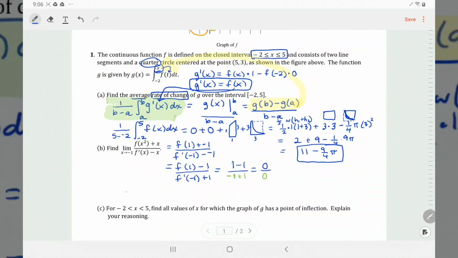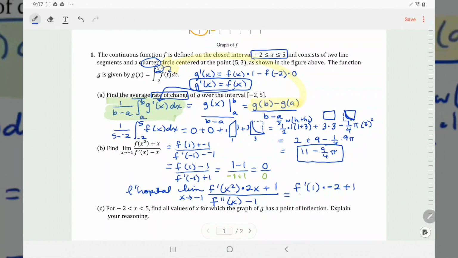So L'Hopital limit as x approaches -1. Derivative of this would be f prime of x squared times 2x plus the derivative of x, which is 1. And in the denominator, the derivative of f prime is f double prime, so f double prime of x minus 1. And then I'm going to substitute in again, so this is f prime of 1 times -2 plus 1 divided by f double prime of -1 minus 1. Definitely, I think I like a different piece of paper for this.